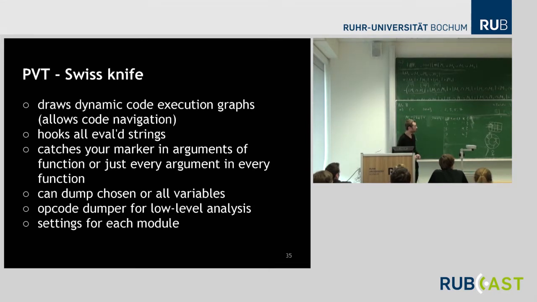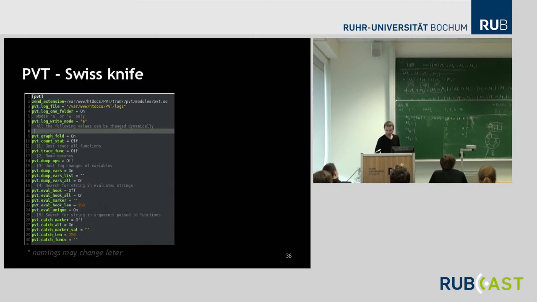Then a quite obvious thing that you want to have is hooking strings that are going to be evaluated. It also catches a marker in your function arguments. It dumps functions or variables. It can dump one variable or all variables, which can be very slow. Opcode dumping is for lower level analysis. When you have obfuscated code, you can switch on opcode dumping and see what actually happens. So this is an ini file.